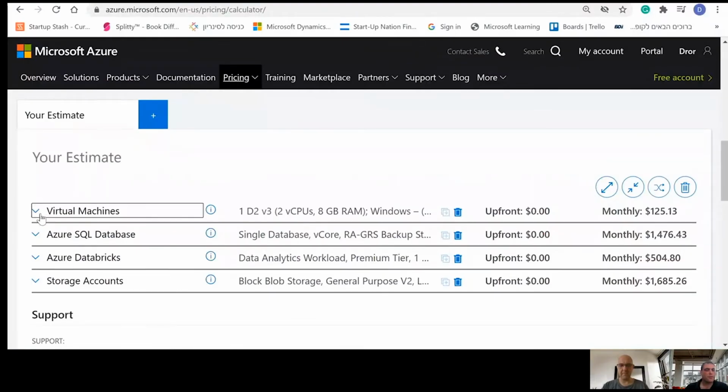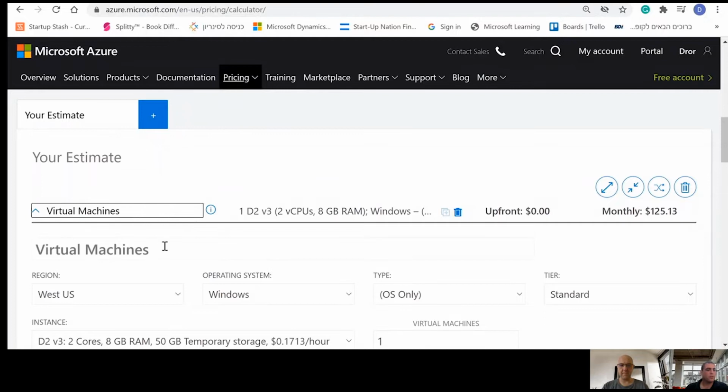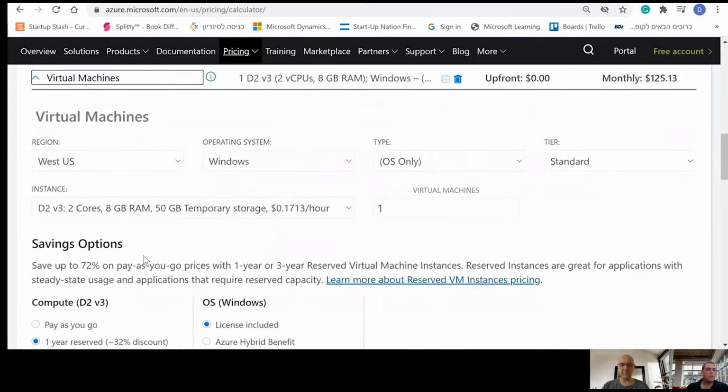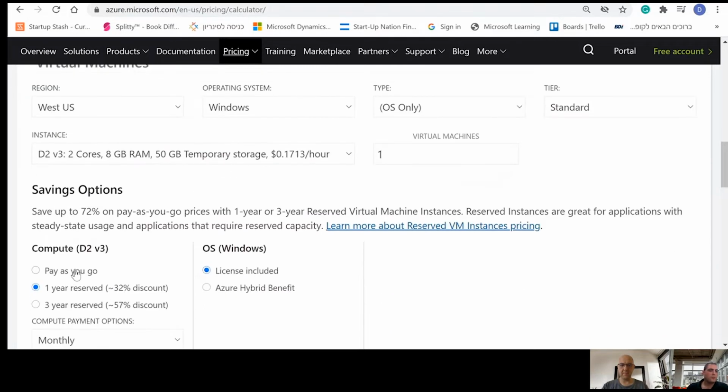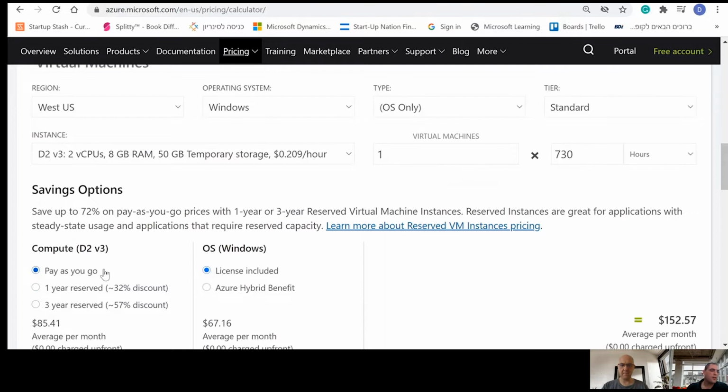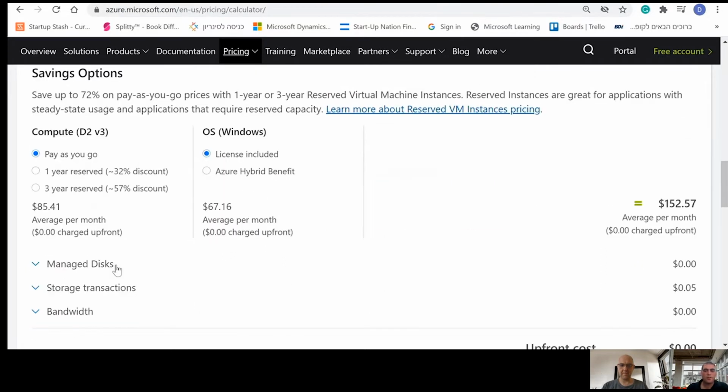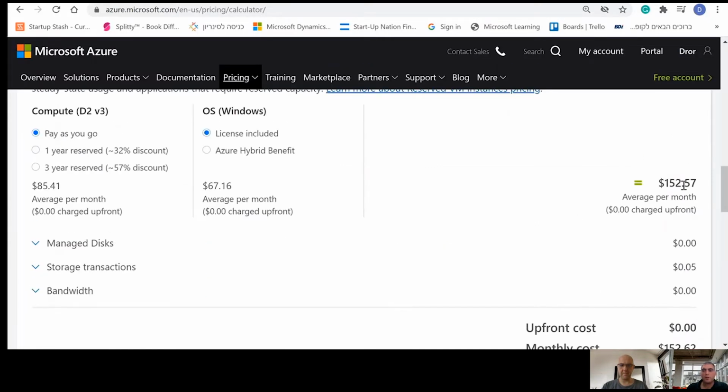Okay. I'm going to show you a few examples. The first option will be the virtual machine. Before we start choosing the operating system, the first option that the vendor will provide you is pay-as-you-go, which means you're paying according to your actual usage. As you can see, the monthly bill will be approximately $152 per month.